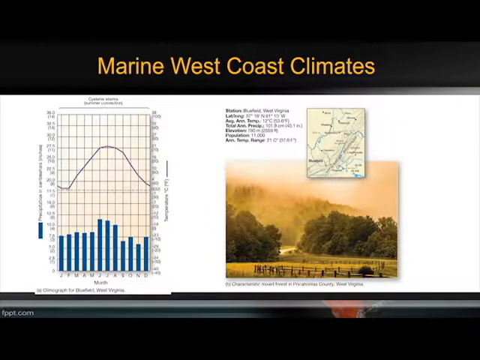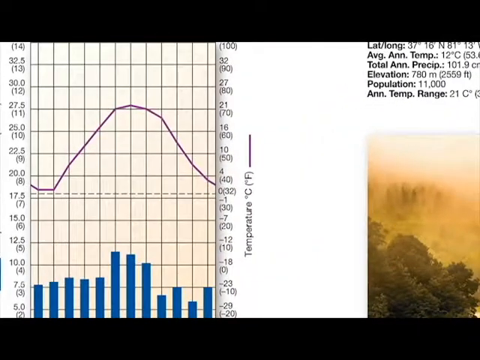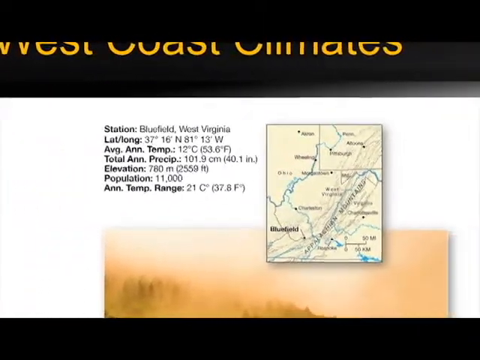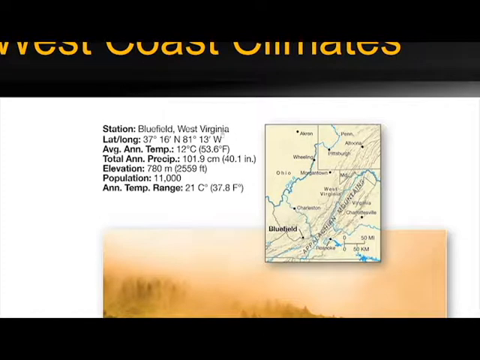The third one is marine west coast type of climate, but look where you find it. Bluefield, West Virginia. So how can we explain that we find marine west coast on the east coast of the United States? The only explanation you have is elevation. Look at that, 2,500 feet. So the altitude makes this region have a different type of climate.